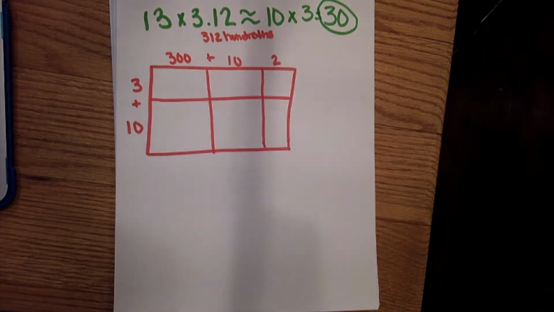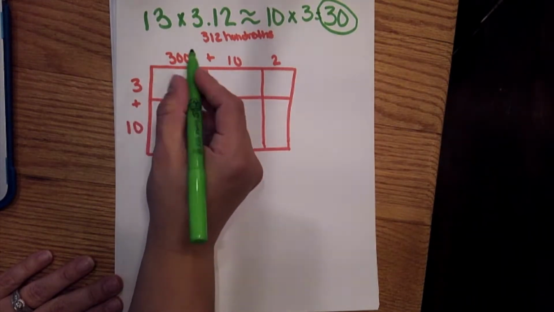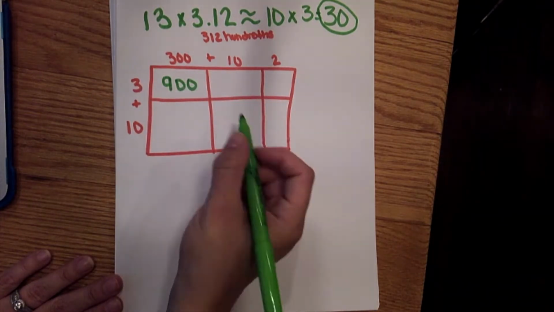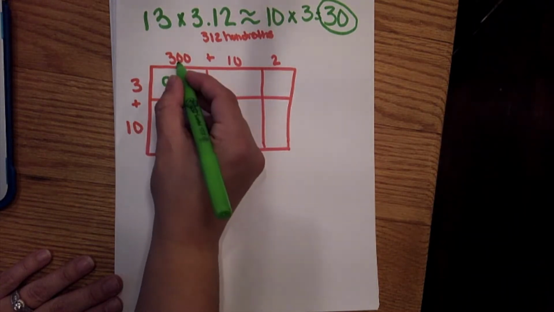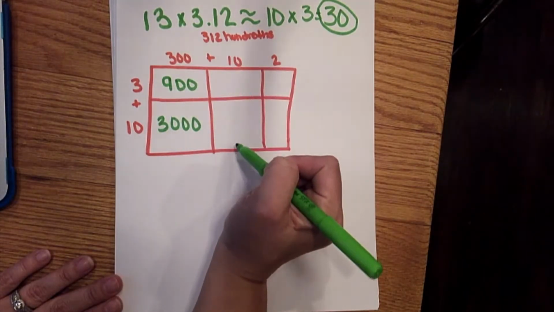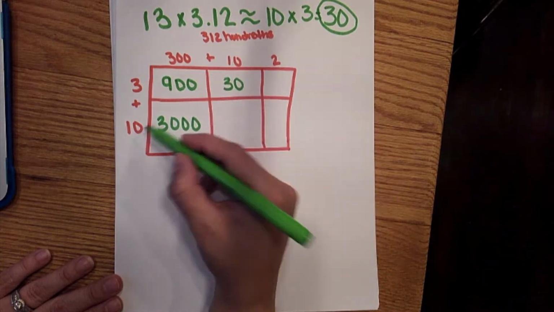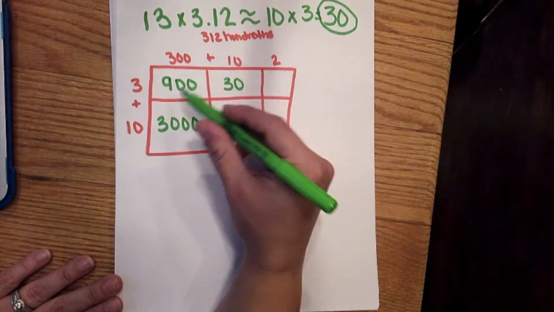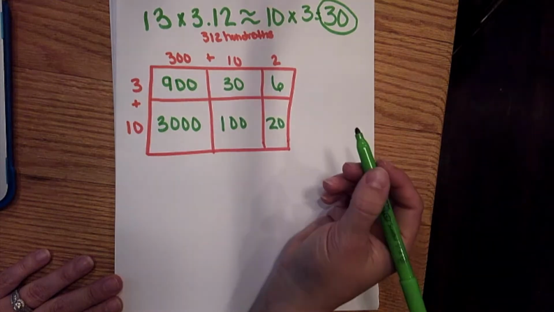Now we're going to multiply. We are going to multiply 300 times 3. Well, 3 times 3 is 9, with 2 zeros, so it's 900. 300 times 10. 3 times 1 is 3, and 1, 2, 3 zeros. We're going to move over to this column. 10 times 3 is 3 with 1 zero, and 10 times 10 is 1 with 2 zeros. Last column, 3 times 2 is 6, and 10 times 2 is 20.